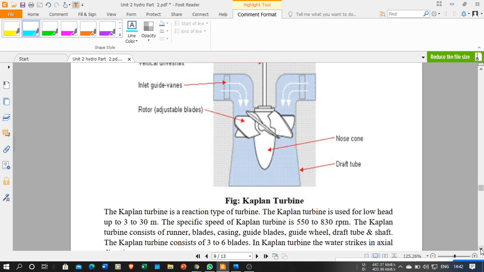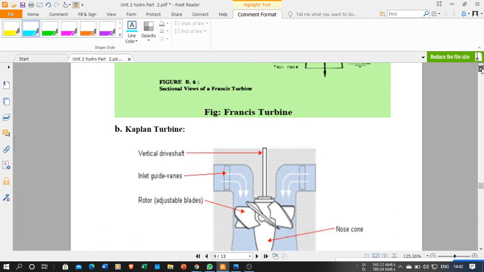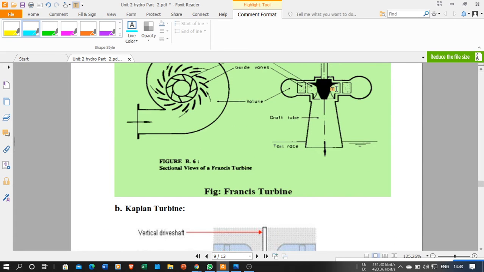Now, the next type of turbine is called the Kaplan turbine. In construction, the Kaplan turbine is also a reaction type turbine, but it is constructionally different. If you look at the location over here, its location is just below this inlet. Its location is just at the inlet.